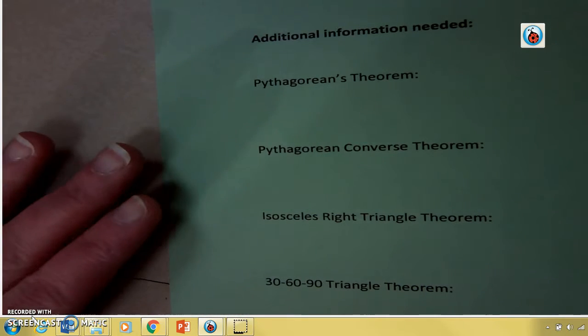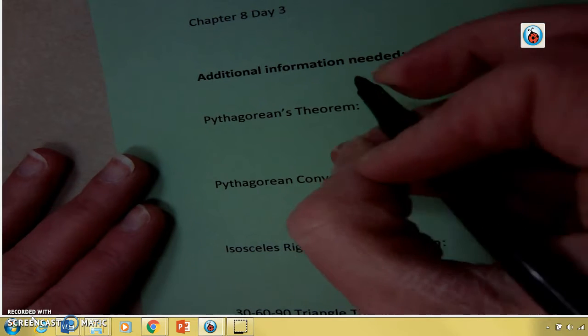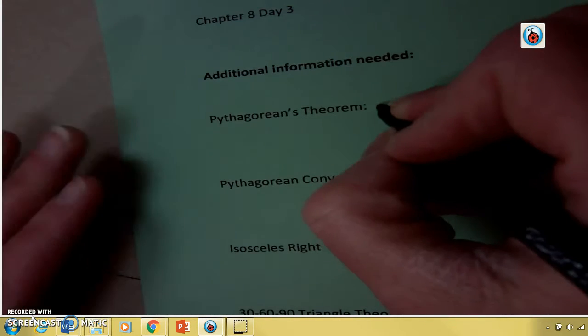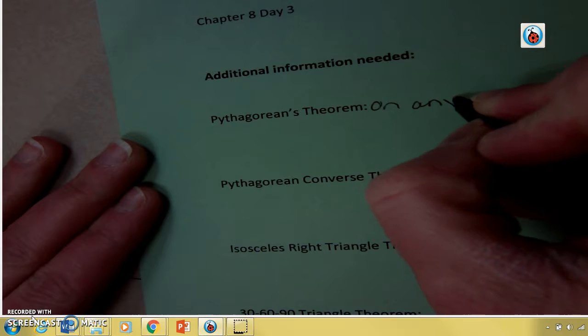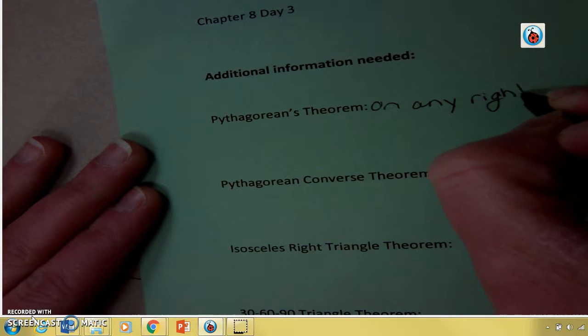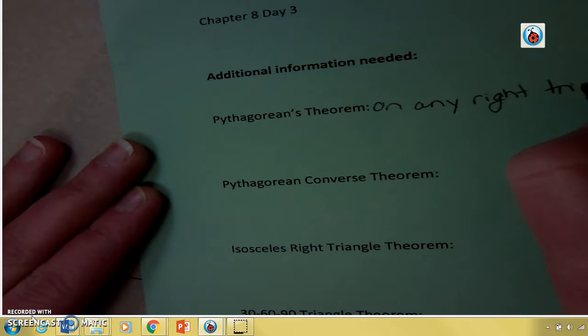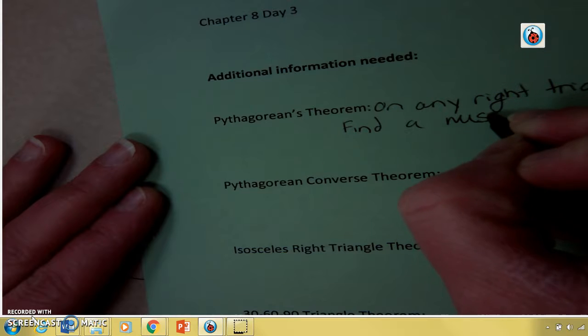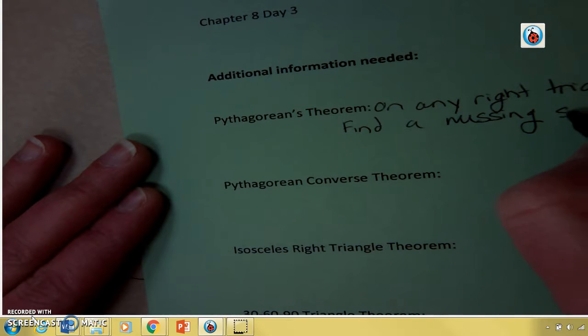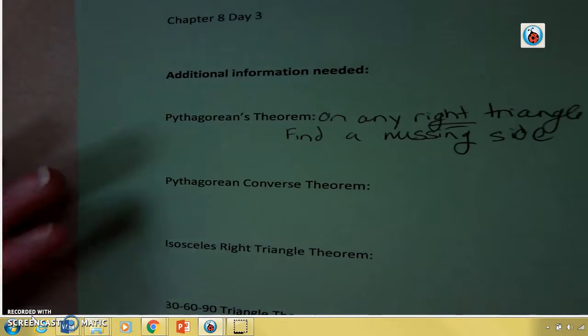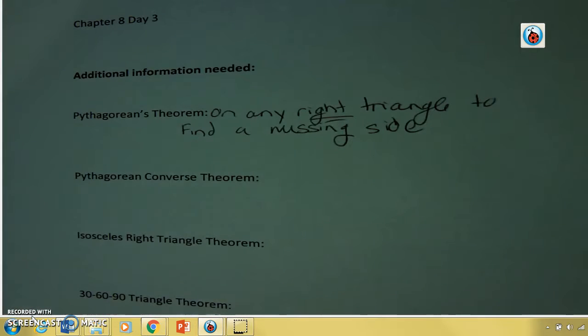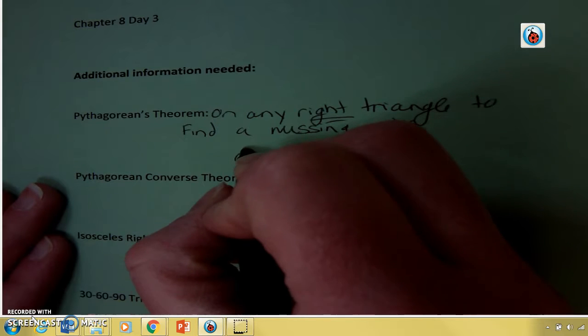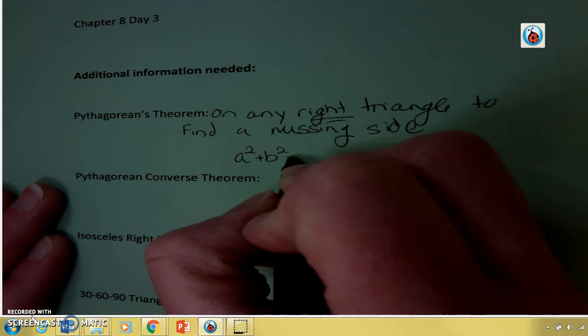So then just a couple little things. The purpose of Pythagorean's theorem is, on any right triangle, to find a missing side. So one, we have to know that it is a right triangle, and it can find any side. Often kids learn that it's just to find the hypotenuse, but it's really any side. And our equation is a squared plus b squared equals c squared.